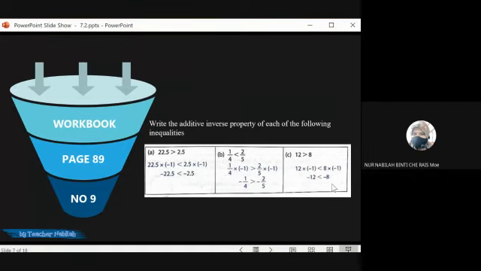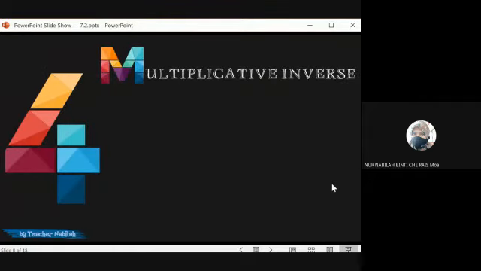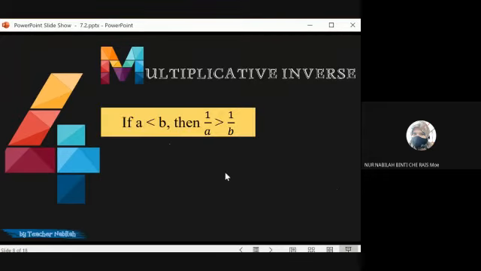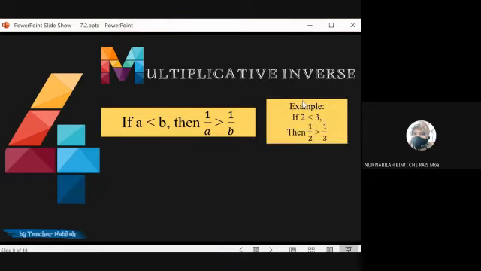Okay, finished. Next, number 4, multiplicative inverse. If A less than B, then the multiplicative inverse is 1 over A more than 1 over B. The symbol also changes. For example, if 2 less than 3, then 1 over 2 is more than 1 over 3. This is multiplicative inverse.